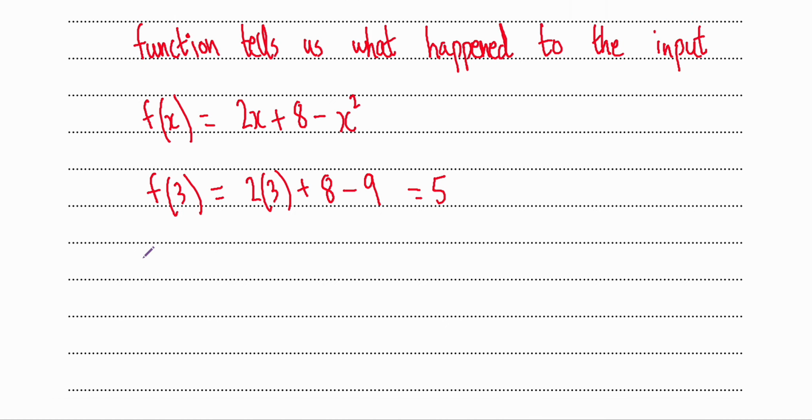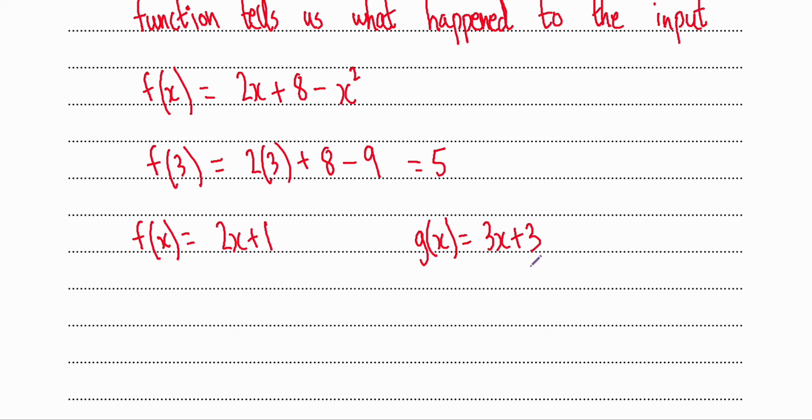So let's say we had two functions. f of x is equal to 2x plus 1, and g of x is equal to 3x plus 3. Now we want to find g of 2. If you put 2 in here, we get an output. But then whatever output we get, we want to apply f to that. So we do f of g of 2. We first put 2 in g, we get an output, and then we put that output into f as our new input. And then we get another output, and that's our final output.